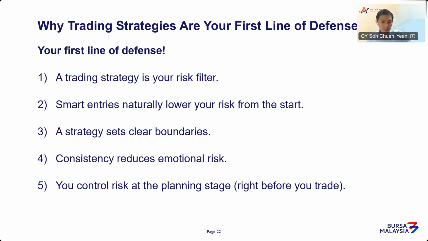Now, number four is that consistency reduces emotional risk, because if you trade without a strategy, it feels exciting at first. Am I right? Every trade feels like an opportunity, but this kind of roller coaster is actually quite deadly to your capital. When you have a strategy, you know exactly what you're looking for. You know when you are right, and you also know when you are wrong. You don't have to guess about the market. You don't have to take unnecessary stress or pressure.